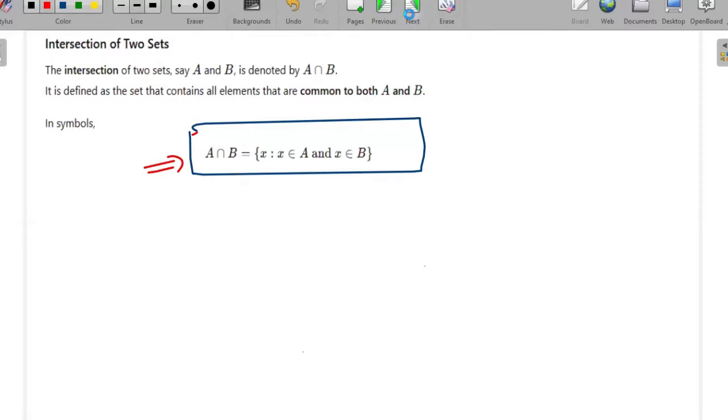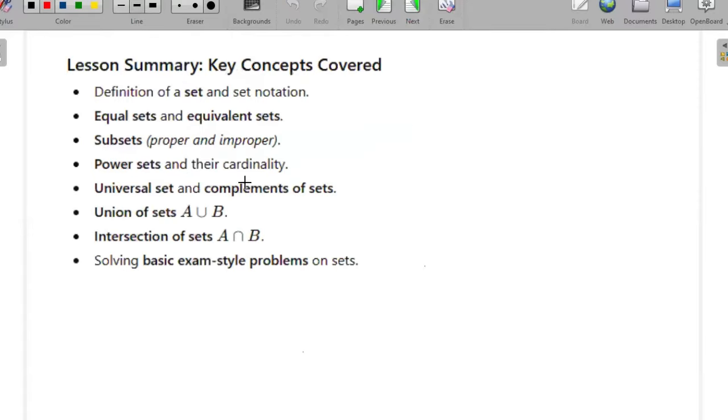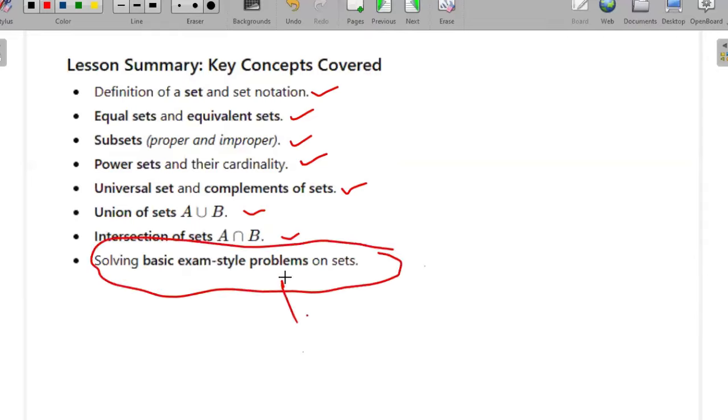So here is a summary for those who have forgotten what we've discussed. We did the definition, the set notation, equal and equivalent sets, the subsets, we explained what the proper and the improper are, the power sets, the cardinality, the universal set, complement of the sets, union of the sets, intersection of the sets, and now we are moving into this important part, because this is the one that is going to make you clear the course or pass the course. So we solve some basic exam style problems on the concepts that we've just covered.